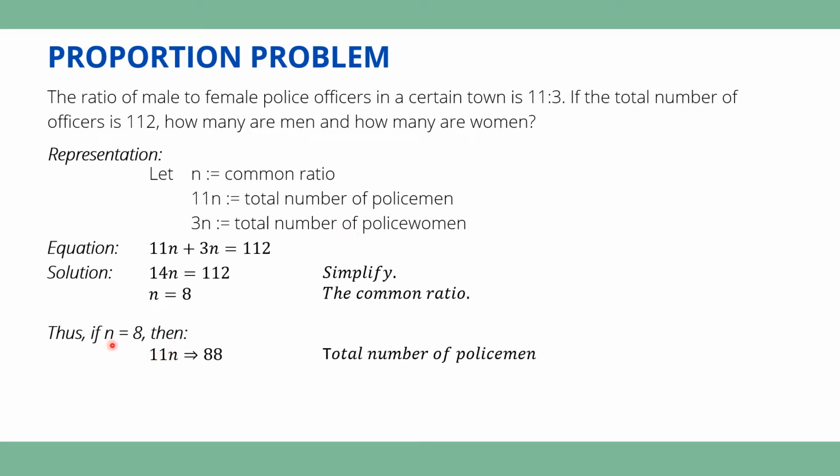So, if n is equal to 8, then 11n implies 88 for the total number of policemen and 3n implies 24 for the total number of policewomen. So what we did here is just substitute, or evaluate, by substituting the value of 8 into our 11n and 3n. So we now get the total number of policewomen and policemen. Just add them. Let's double check: 88 plus 24 is equal to 112.